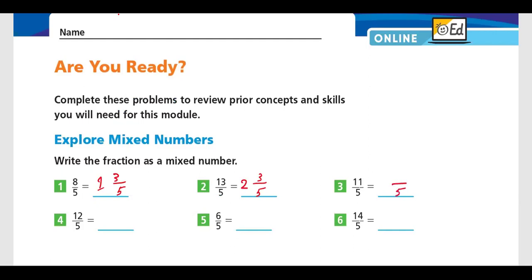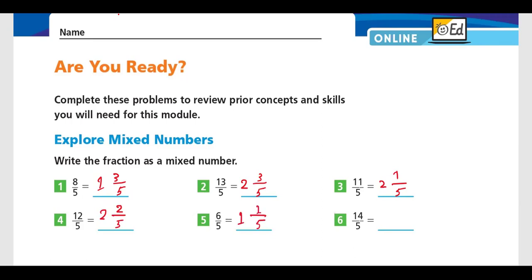How many 5 in 11? 2. So 2 times 5 is 10. The remainder is 1. How many 5 in 12? 2. So 2 times 5 is 10. The remainder is 2. How many 5 in 6? It's 1. So 1 times 5 is 5.